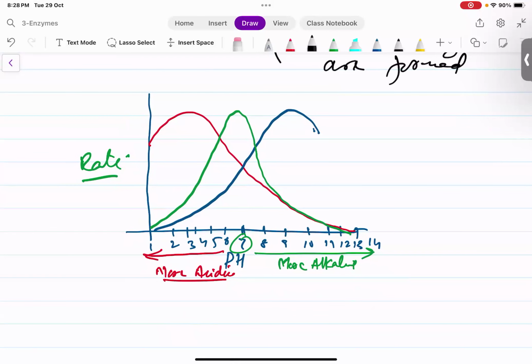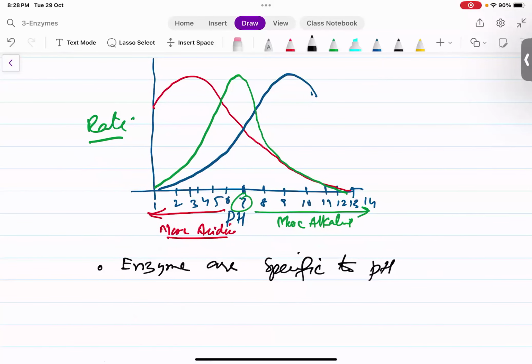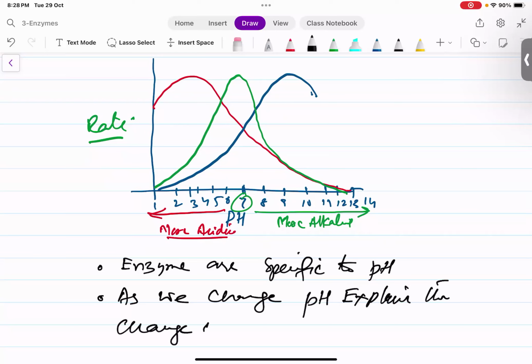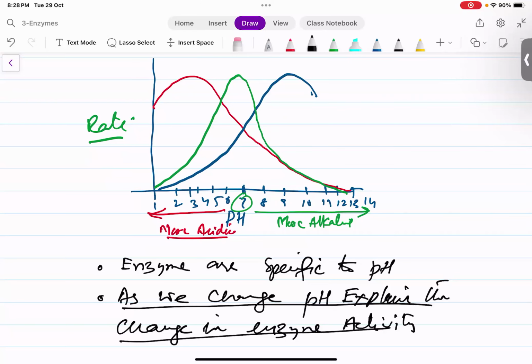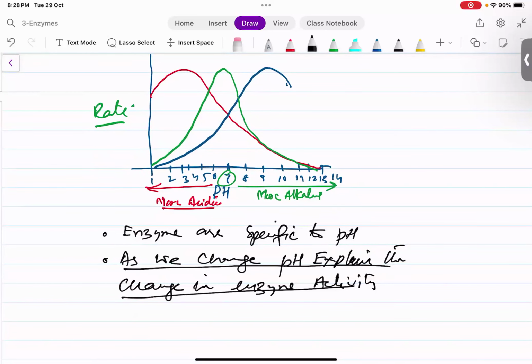So the first point should be enzymes are specific to pH. So as we change the pH, what happens? Why do they change the enzyme activity? As we change pH, explain the change in enzyme activity. Okay, at specific pH, the enzyme activity is specific. For example, if we look at this graph, the maximum enzyme activity is at this pH. But as you increase the pH or you decrease the pH, enzyme activity changes or enzyme activity decreases.